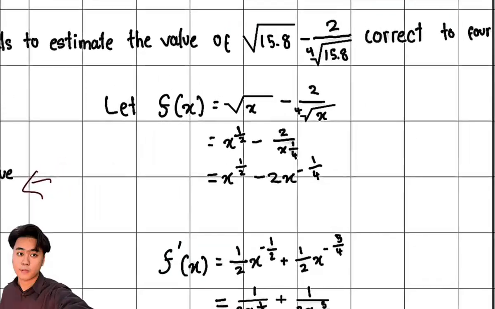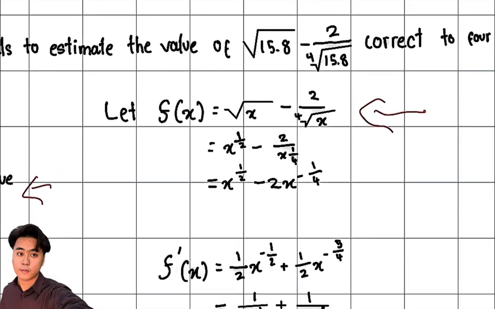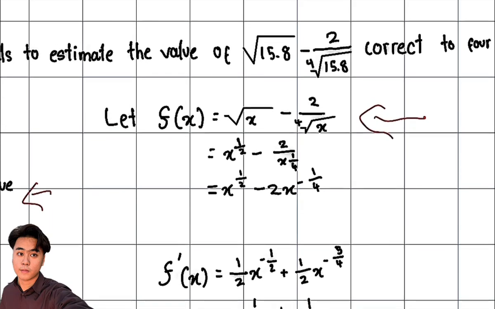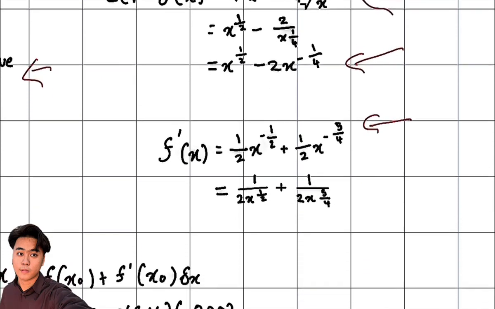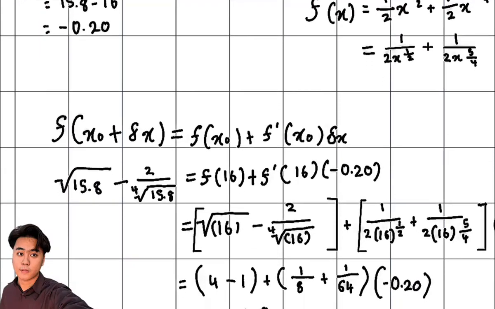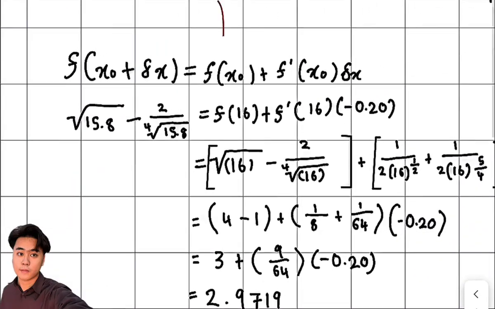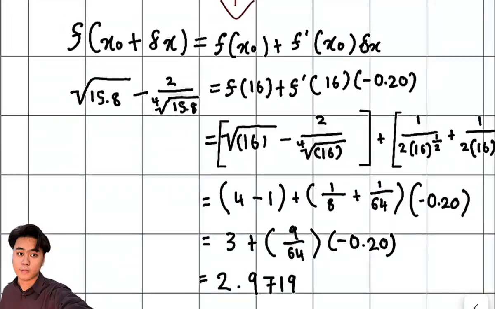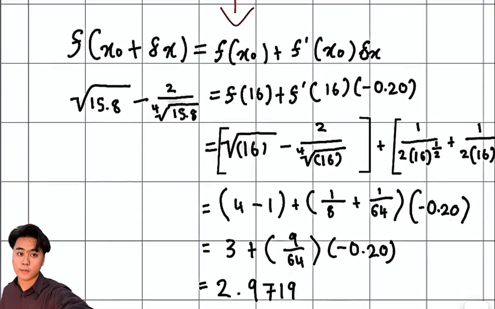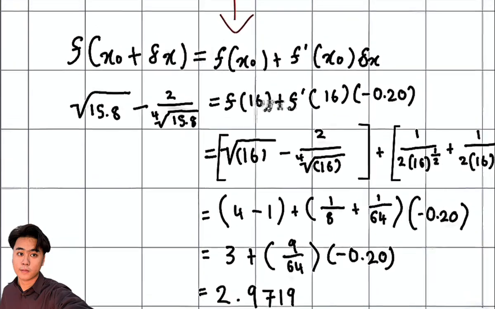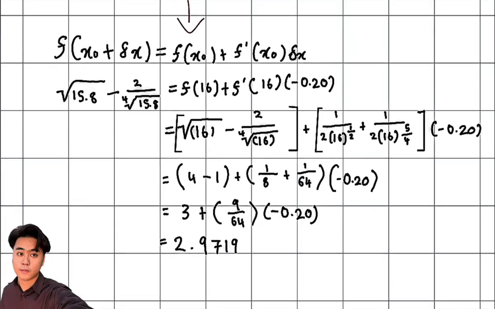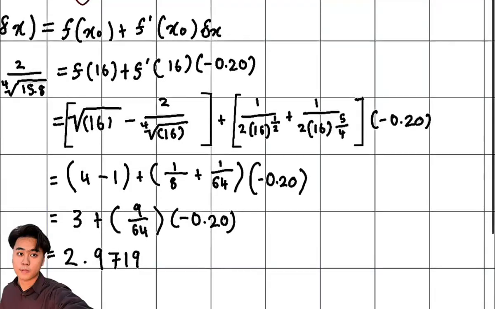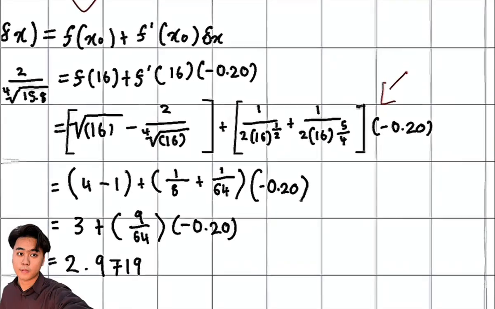I define the function as this equation and find its derivative. Then I apply the linear approximation formula, which is this one. This is the formula. So I substitute the chosen value 16 and the change in x, negative 0.20. After I substitute, I get this, and then I try to solve it.